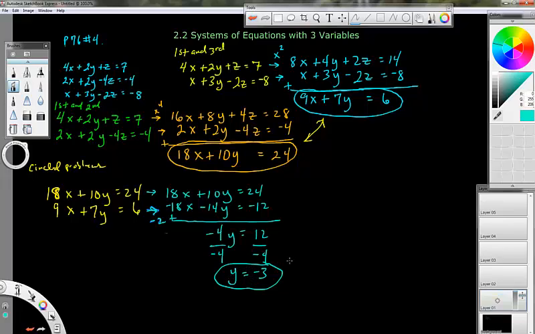Yes. So now I have to get the x and the z. And the way I do that is to take these circled ones and plug the y into it. So I'll just use this one here. I'll draw a little arrow here. And I'm going to plug in -3 for this y right here. So it's 9x plus 7 times -3 equals 6. So I plugged this thing here. There's your little flow chart there.